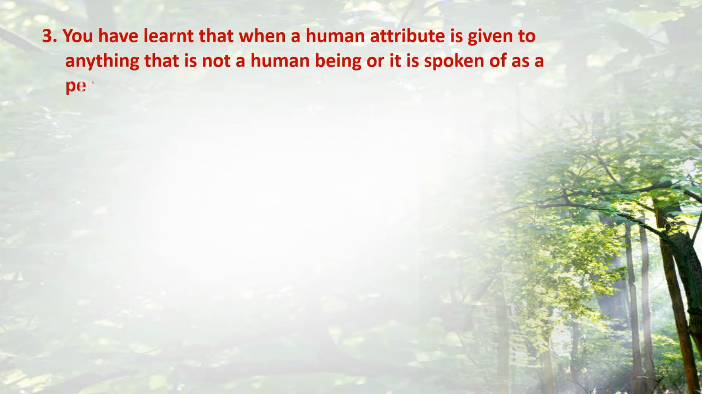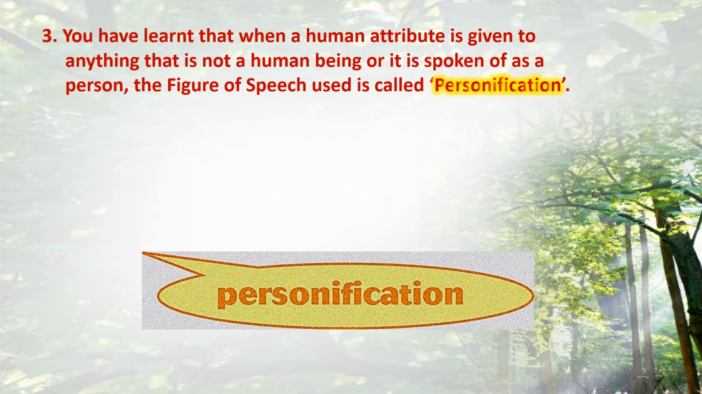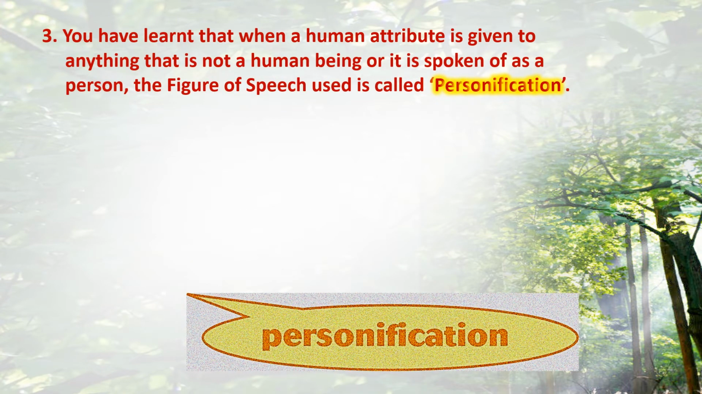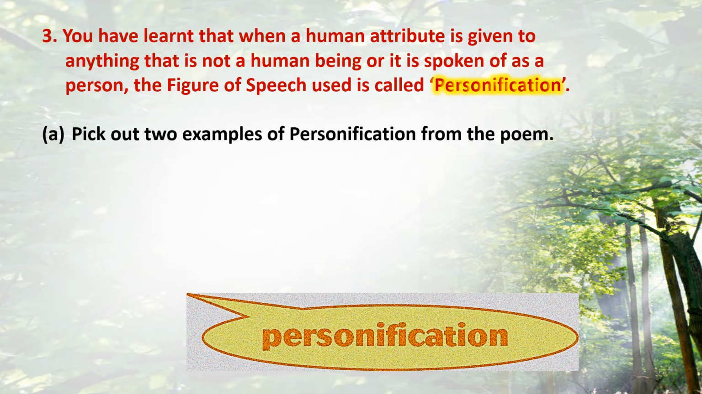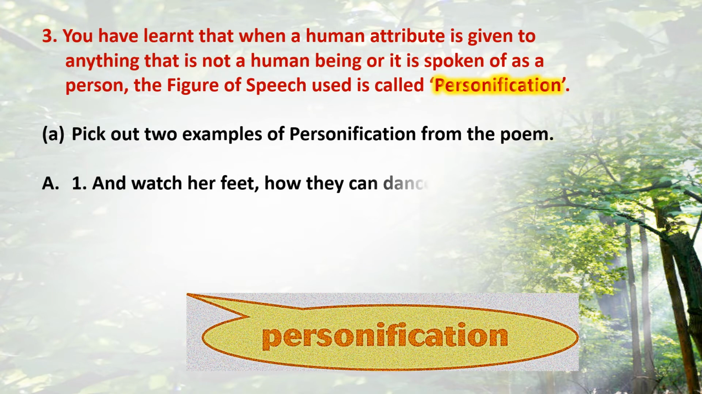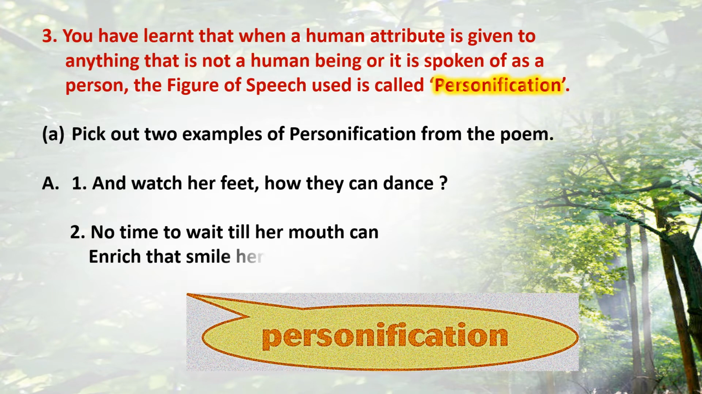Already learnt that when a human attribute is given to a non human thing or not a human being, it is spoken about in the figure of speech called personification. So pick out two examples of personification from the poem. One is, "and watch her feet how they can dance." Okay, so nature is given the human quality of dancing, and hence this is an example of the figure of speech called personification. "No time to wait till her mouth can enrich that smile, her eyes began." So we are even giving the human quality of nature smiling. So another example of personification.